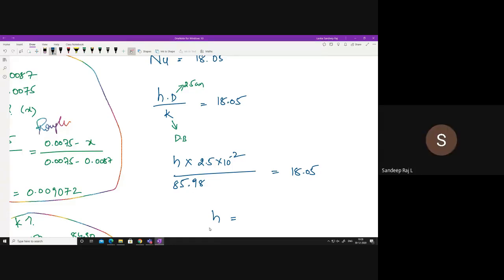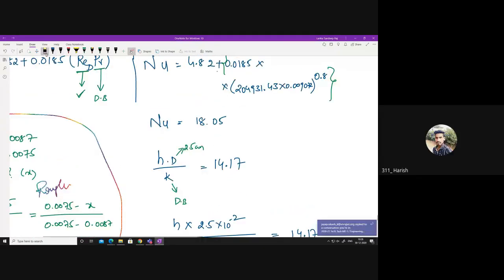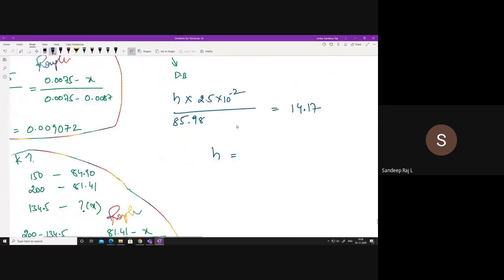What value did you get? 14.17? That is the Nusselt number, sir. 14.17, fine. So the H value is unknown here. Tell me what is the H value. Is it 48740? Wait, 40.38. 40.38 watt per meter square Kelvin. Okay, this is the H value.